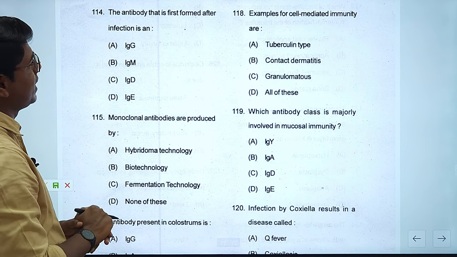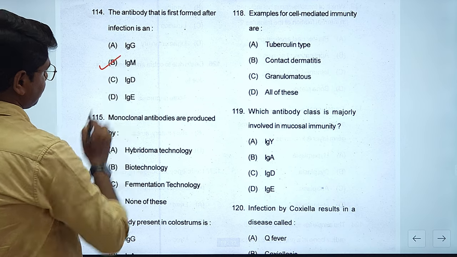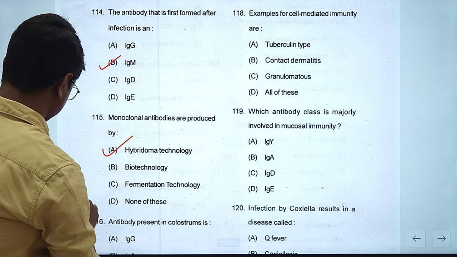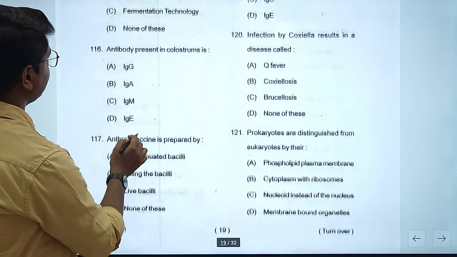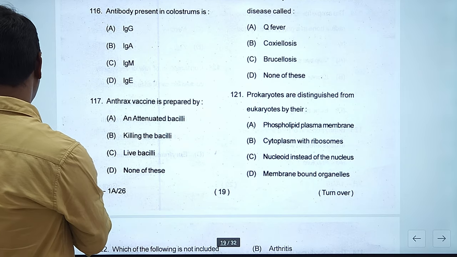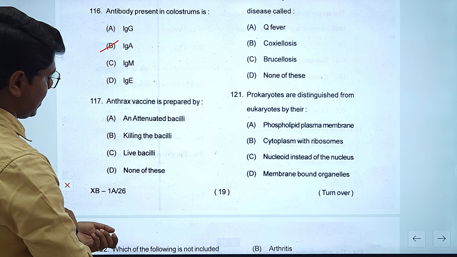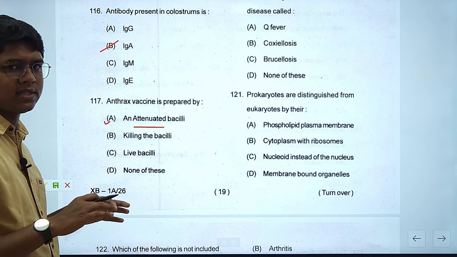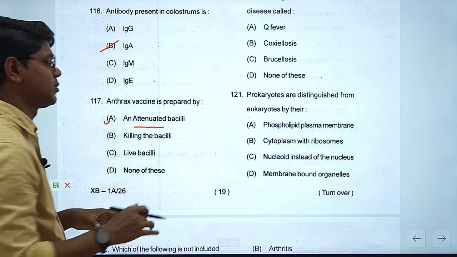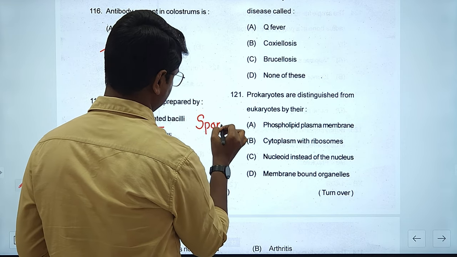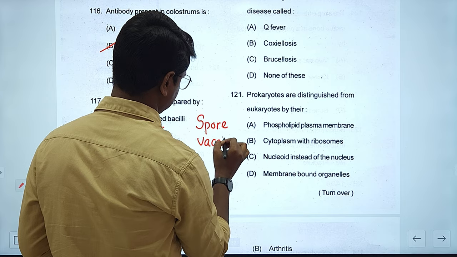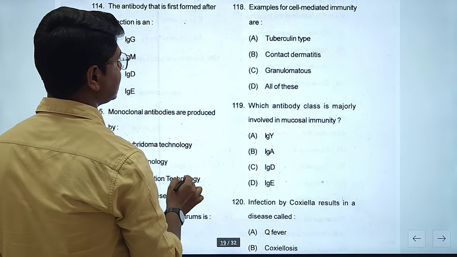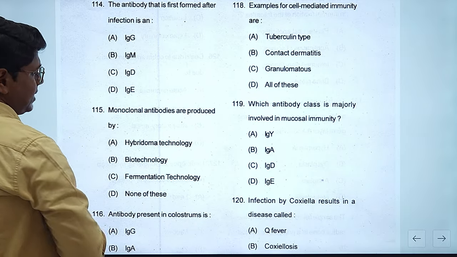Anyway, the antibody that is first formed after the infection is IgM. Monoclonal antibodies are produced by hybridoma technology. Next question, the antibody present in colostrum is IgA. The anthrax vaccine is prepared by, in your key it is written unattenuated bacilli, but most of the anthrax vaccines that we are using in the field are live spore vaccines.